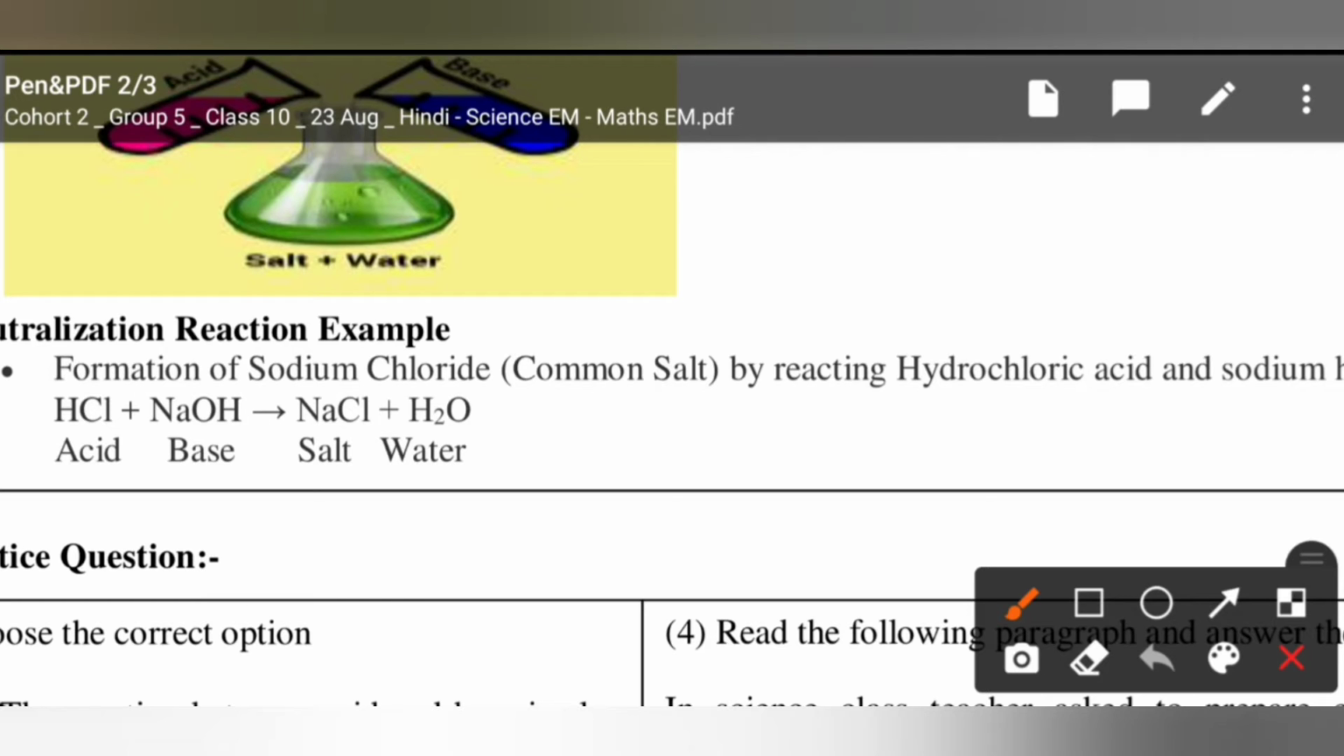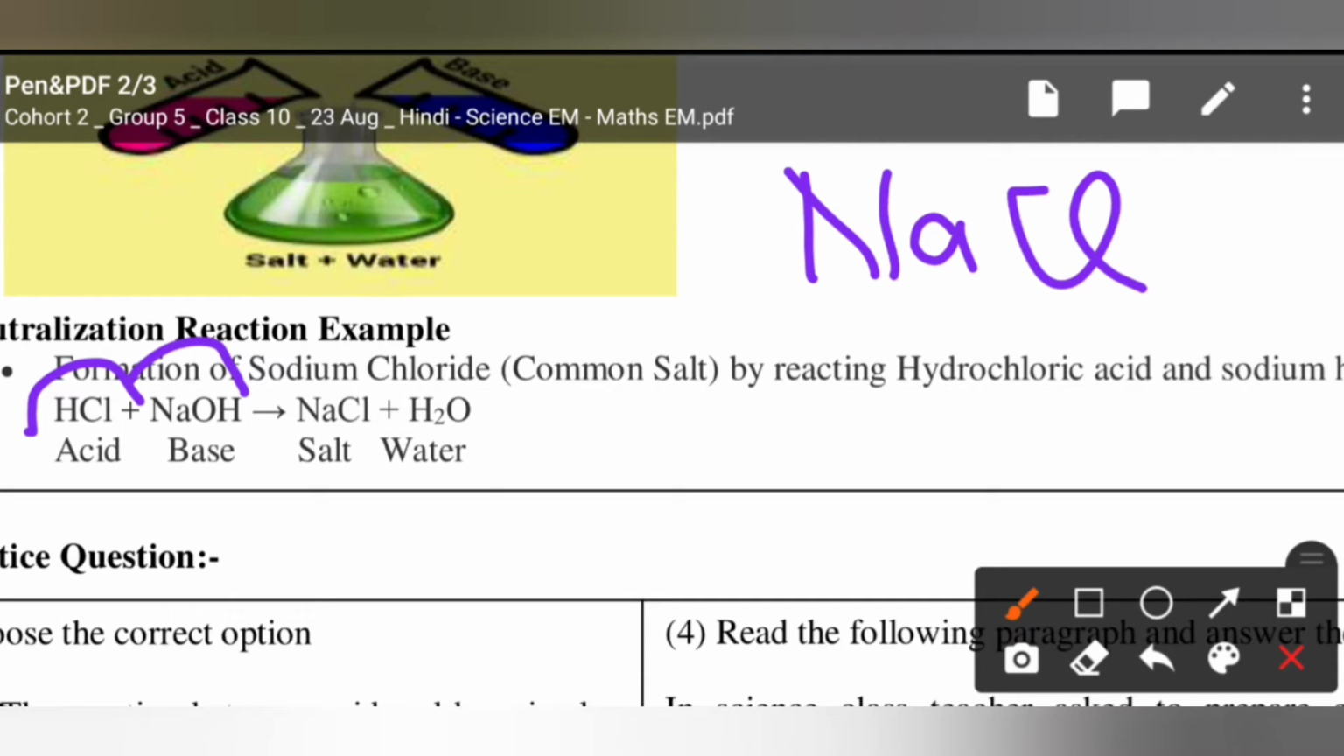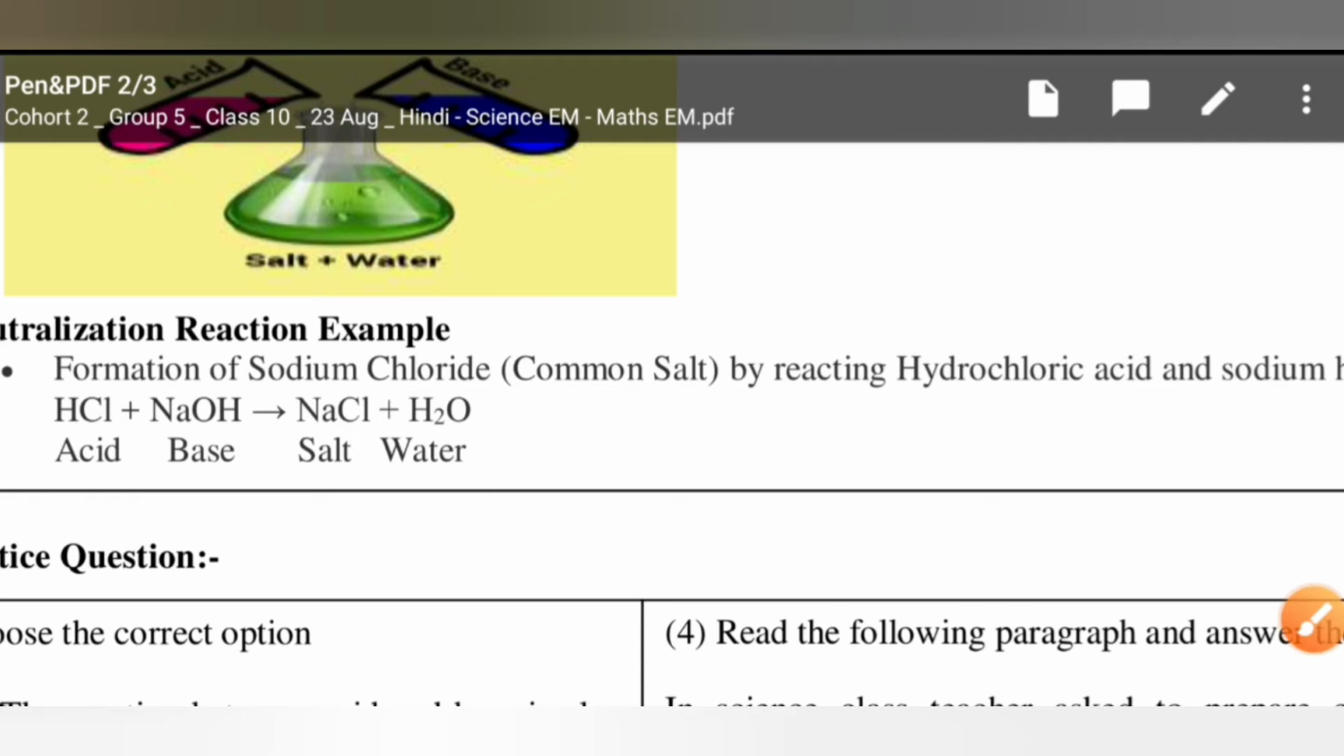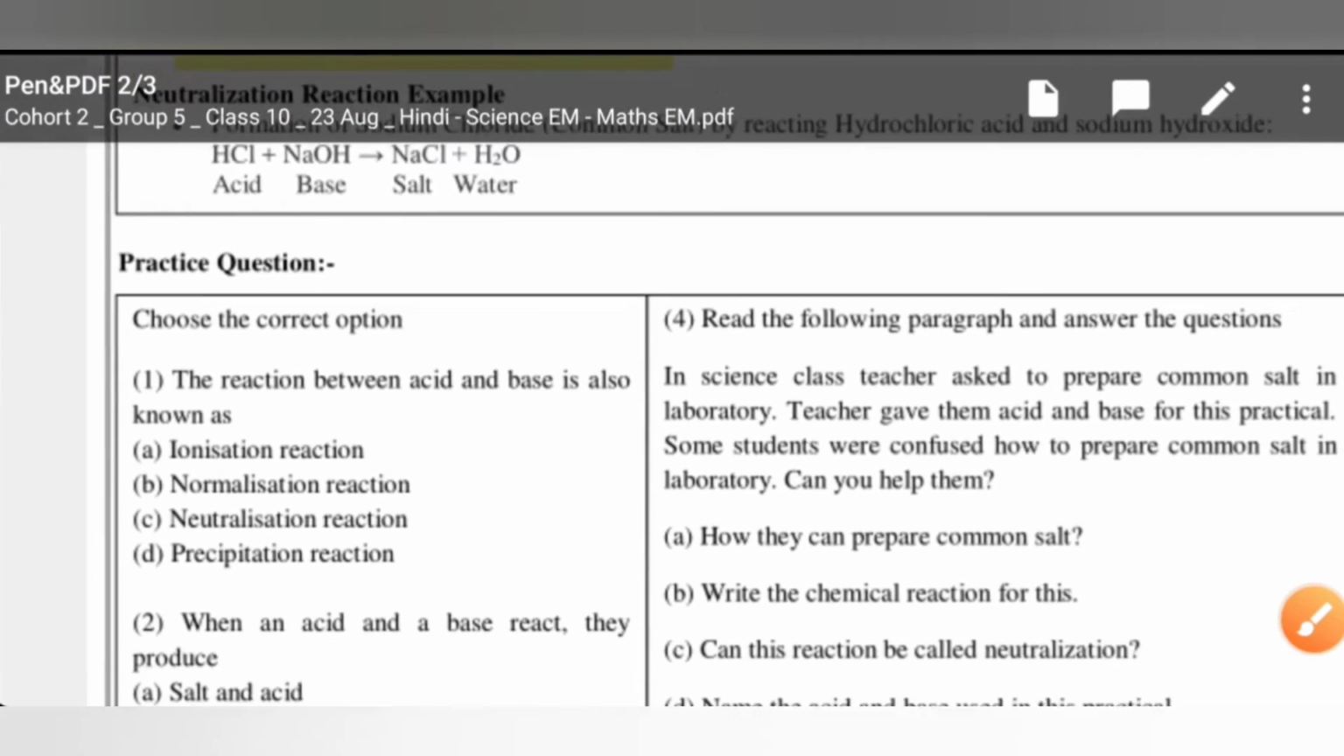There is an example also given of forming a common salt. The formula of common salt is NaCl and it is known as sodium chloride. So how is it formed? You can form it in the laboratory itself. Formation of sodium chloride, common salt, by reacting hydrochloric acid with NaOH. It gives NaCl and H2O. Hydrochloric acid is an acid, NaOH, sodium hydroxide, is a base, and you get salt which is known as common salt, and water. Clear? So this way you can form a common salt.